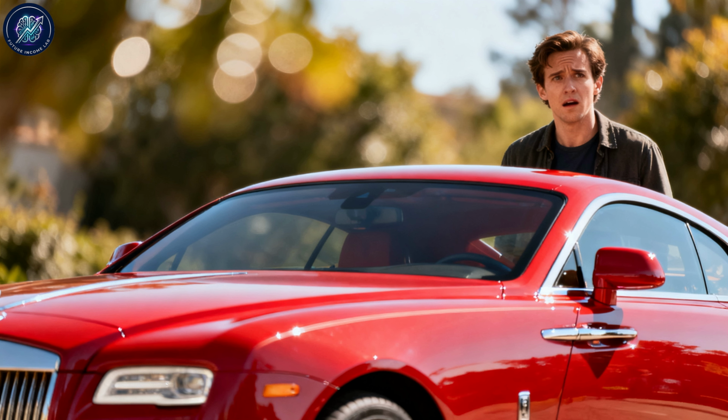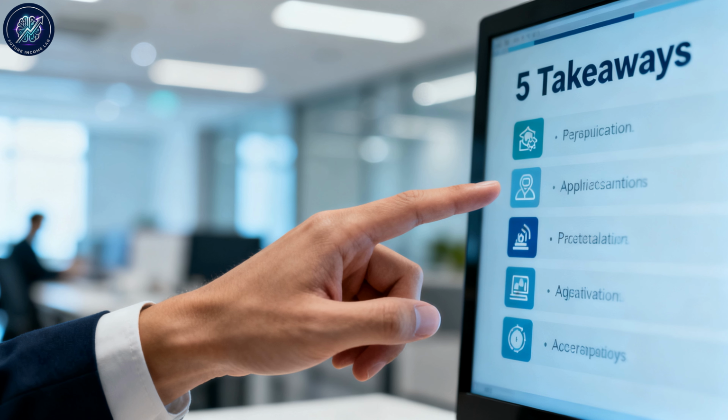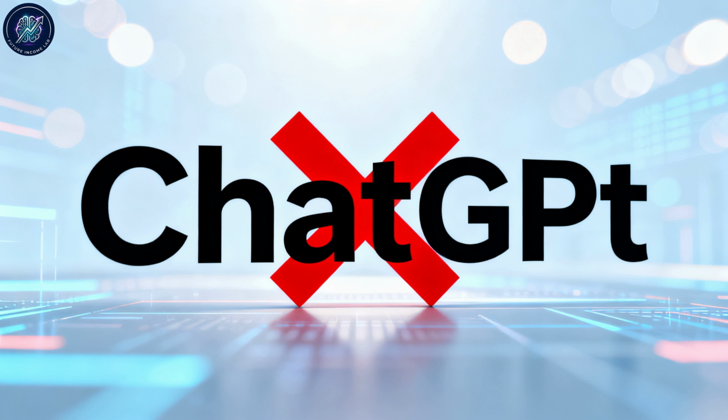Look, AI is not magic. It's like having a Ferrari engine, but you don't know how to drive. Most beginners are not failing because AI is weak. They fail because they don't understand the fundamentals. So here are the 5 biggest takeaways from the course, explained in a way that actually helps you use AI in real life. Most people think AI is only ChatGPT.